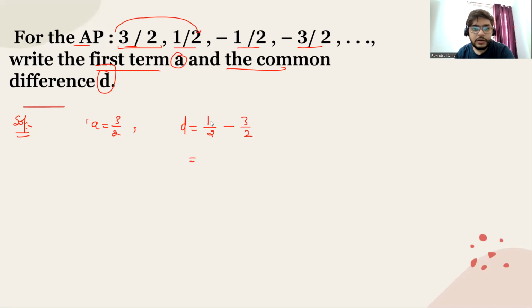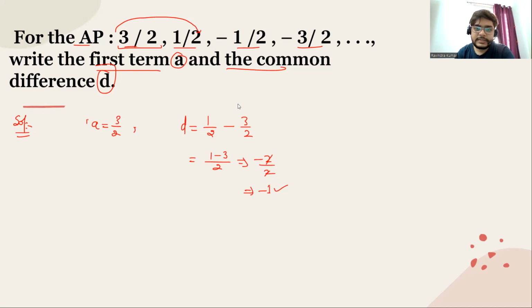Now you can say minus 1 minus 3 divided by 2. Sorry, 1 minus 3 divided by 2. So it will be minus 2 divided by 2, cancel out 2 by 2, we get minus 1. So we got the value of D is minus 1 and the value of A is 3 by 2.